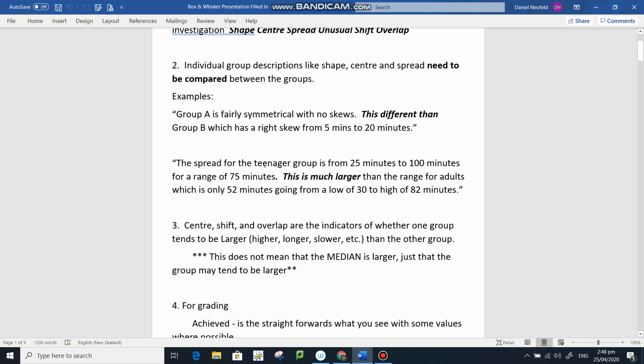Same for here. The spread of the teenagers. Again, we talk about the range, and then we compare it to the range of the others. We just don't say, this range is this, the other group's range is this. We're always trying to make those little comparisons and tying them in together.